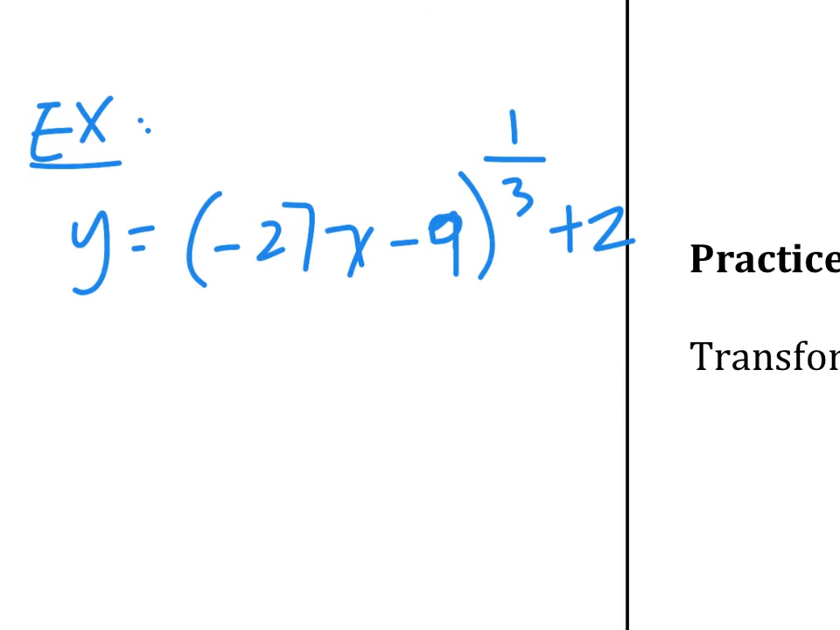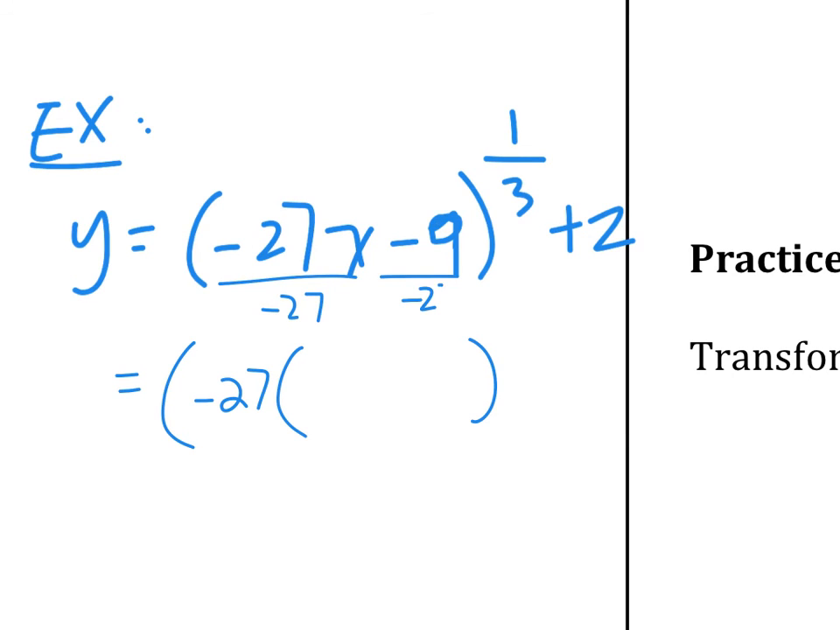Okay, to the 1/3 just means cube root, right? So this is the cube root graph. What we want to do is make sure we take out that entire negative 27. Factoring it out means we're dividing everything by negative 27. It's just another way to think about it if you weren't sure how to factor that out. So you're dividing every term by negative 27.